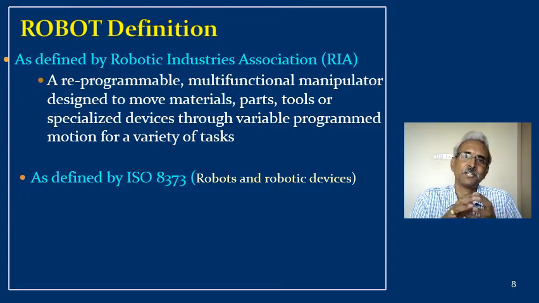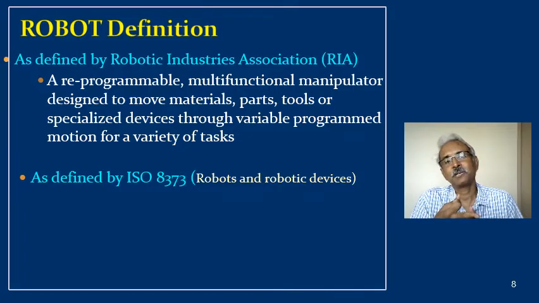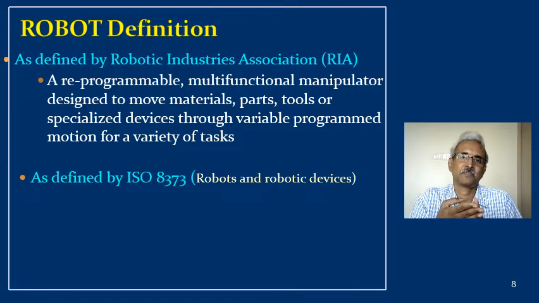So if you look at the definition, it will tell you the complexity of this robot. Reprogrammable, multifunctional, variable program, variety of tasks. Only when your device, whatever it is, meets this, can you say this is a robot.